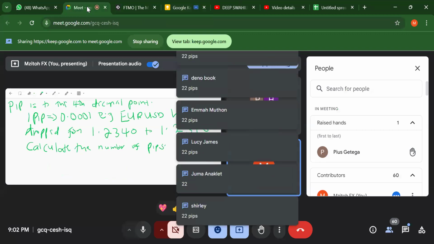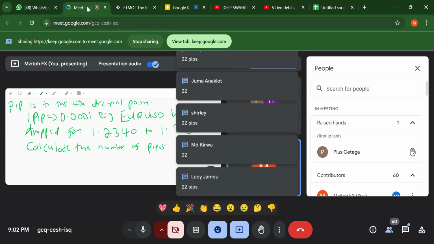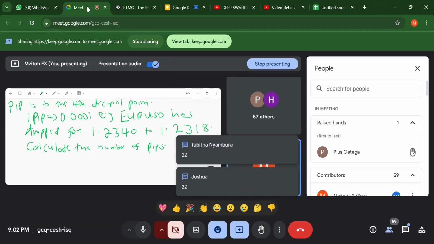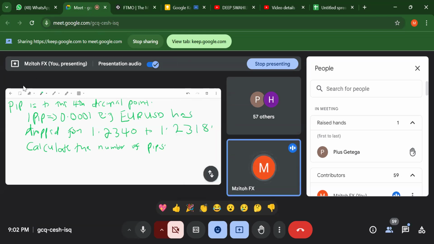Those who are new, you don't have to worry, I will be explaining. Several participants in the chat are all saying 22 pips. Joshua, 22 pips. Purity, I also saw you yesterday, 22 pips. Okay. So how do they arrive at these 22 pips?